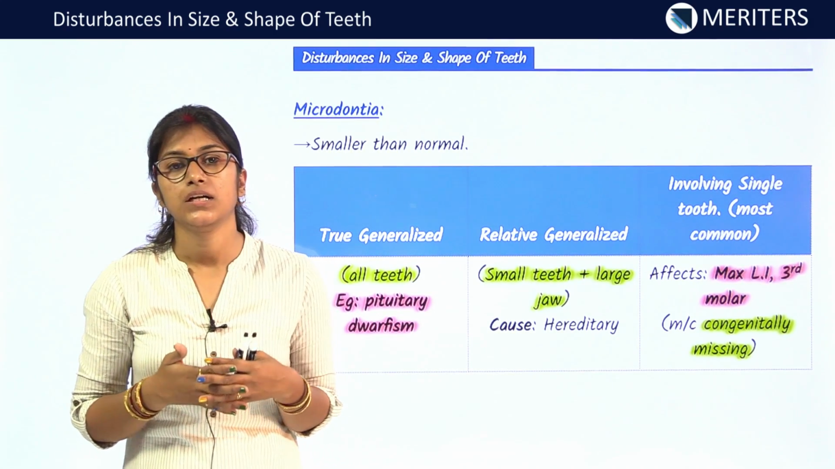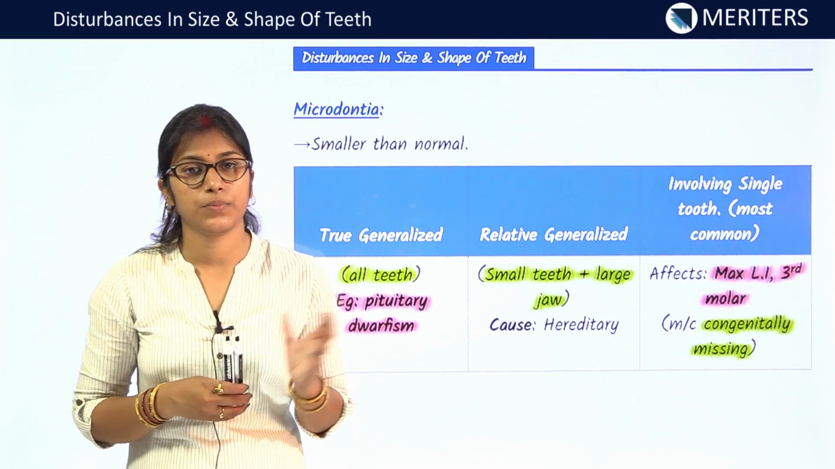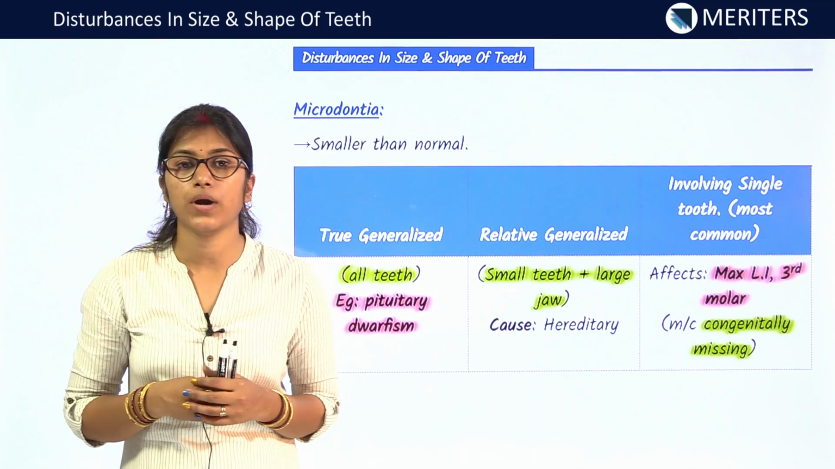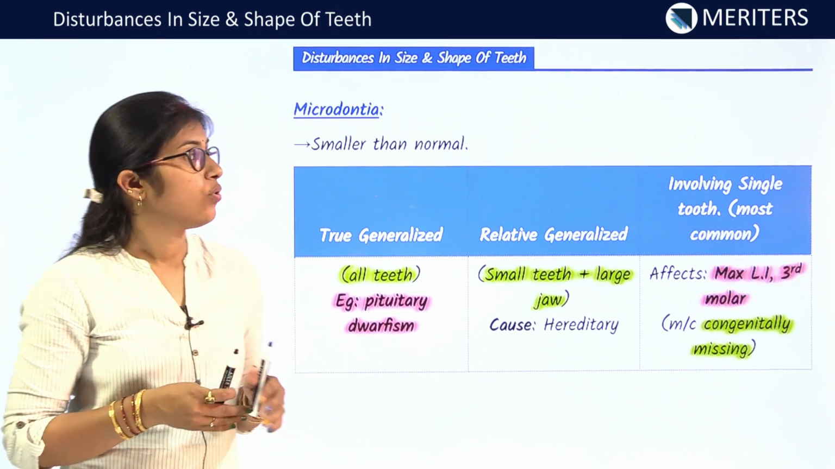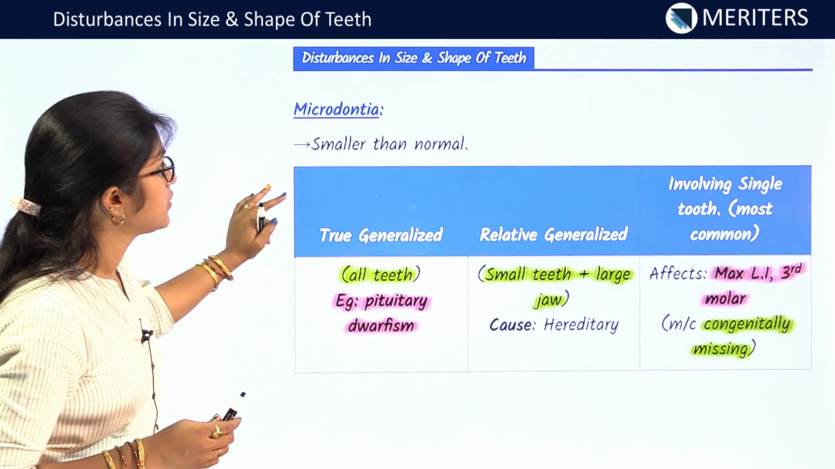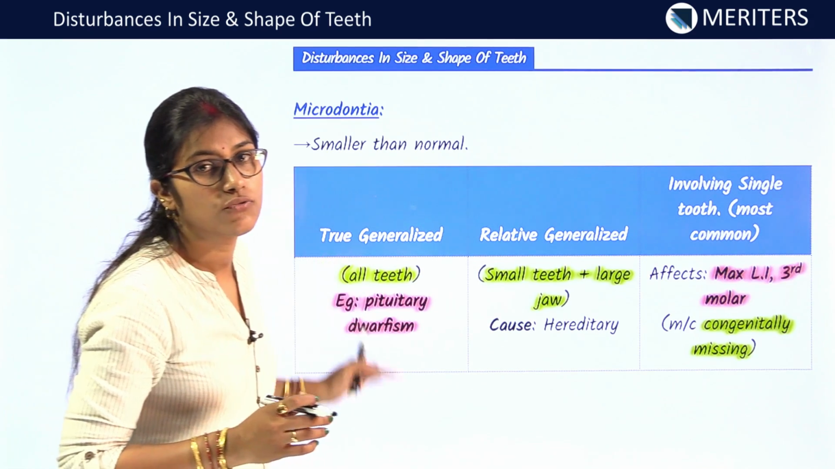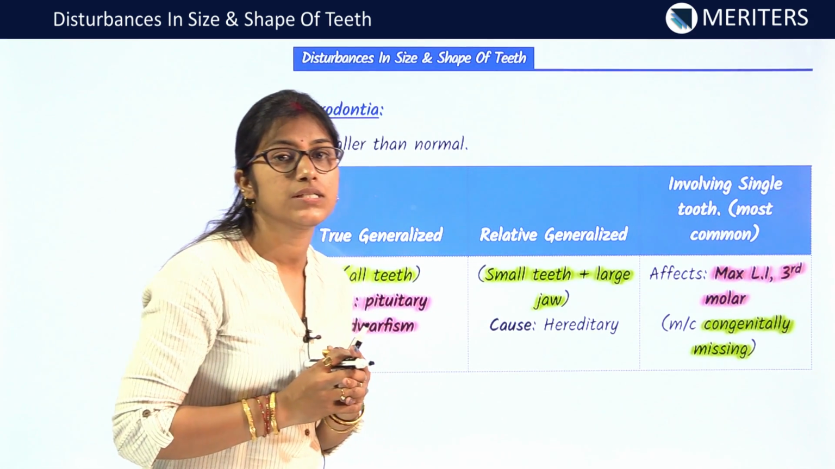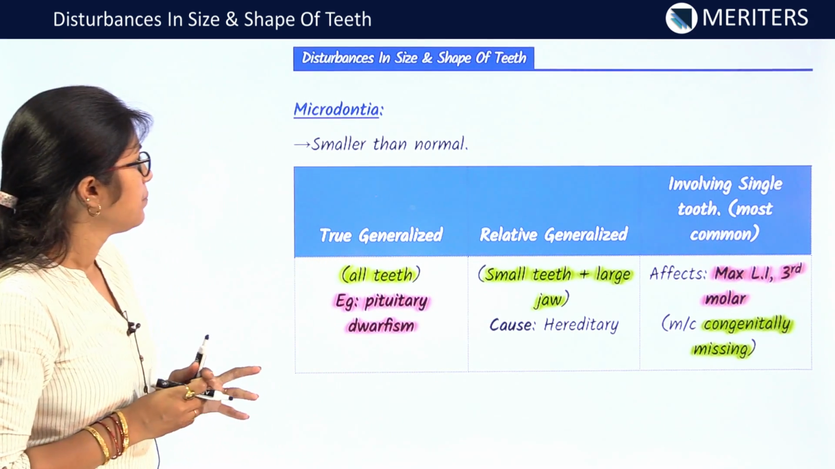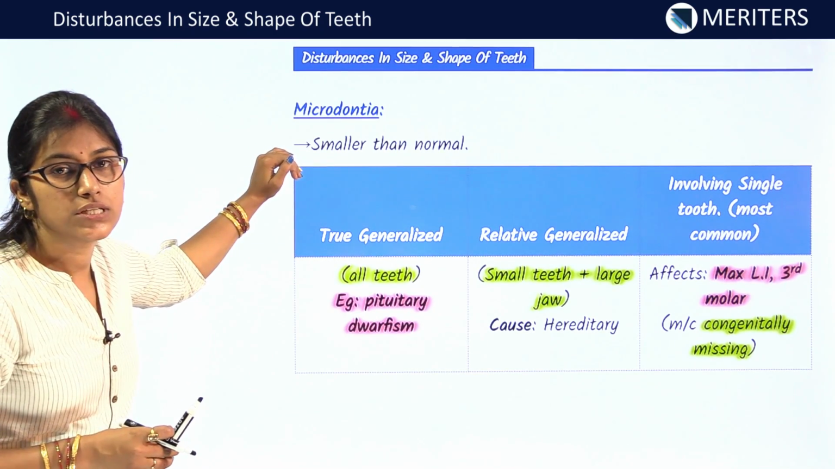As you may expect image-based questions on the basis of these conditions, you should be able to identify those. Okay, so now we will start with disturbances in size and shape of teeth. First of all, we'll talk about disturbances in size. The term is microdontia.